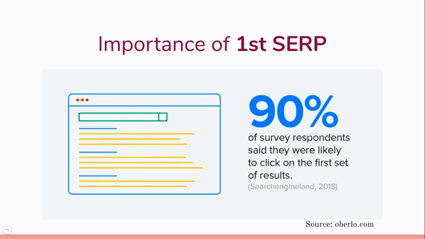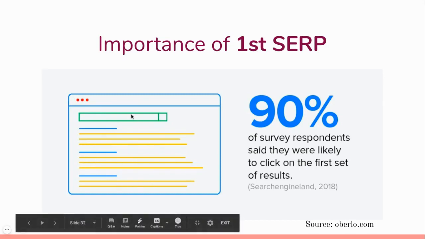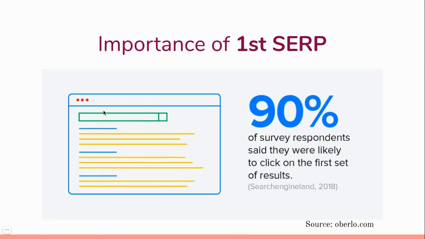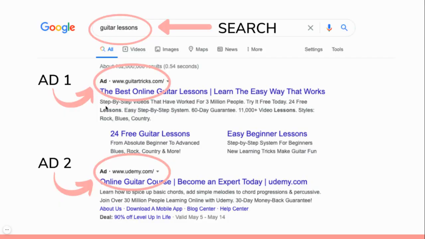Now, this is the search results engine page. I know I had shown a live one to you earlier. And 90% of people say that they're likely to click on the first set of results. When you go on the search engine result page, you will typically see the ads up here. It could be one ad, it could be 2 or 3, and the organic results will usually be here. But 90% of people say that they're more likely to click on the top result. And guess what is usually at the top? Google Ads. You got that right.